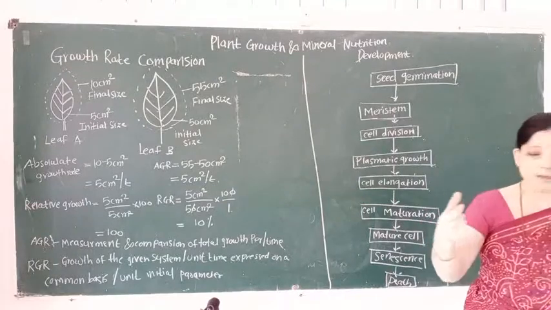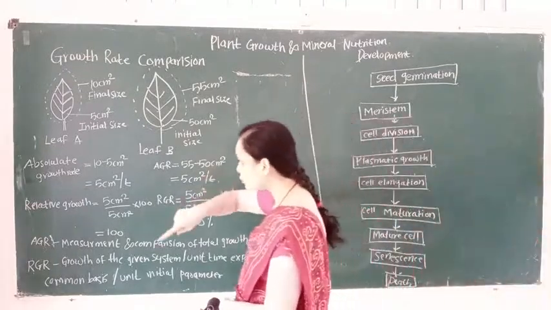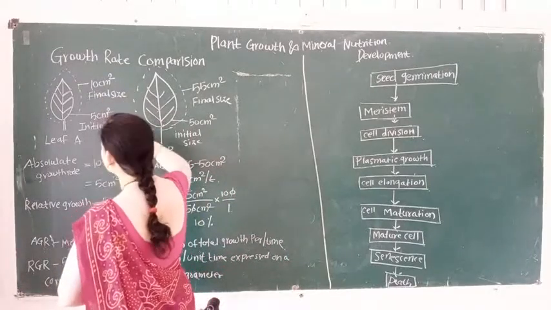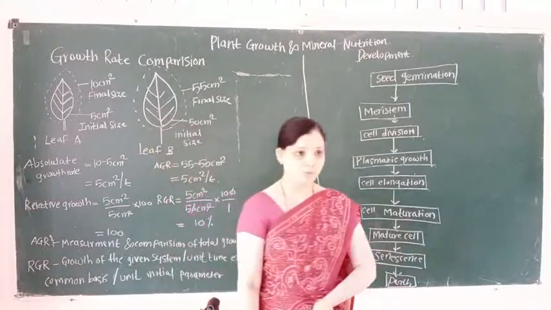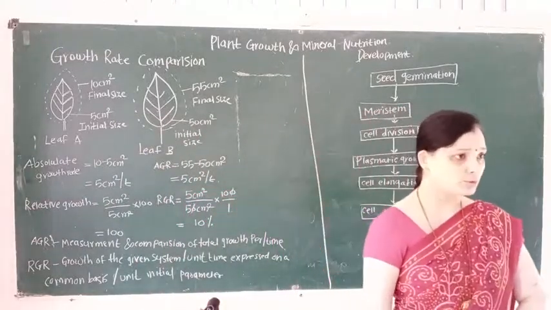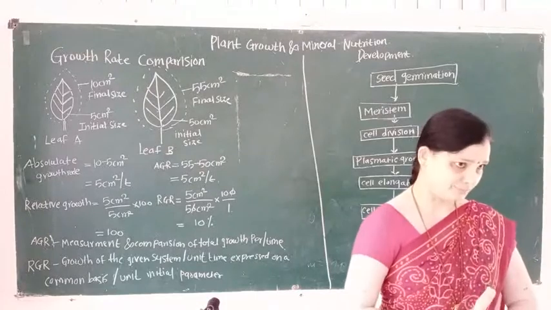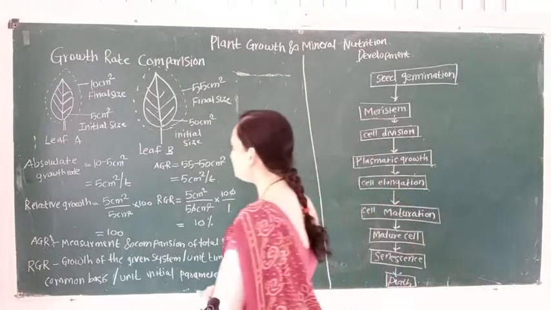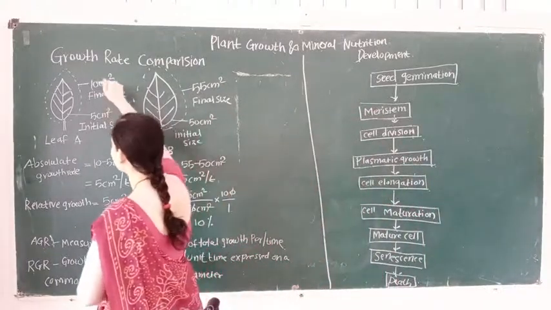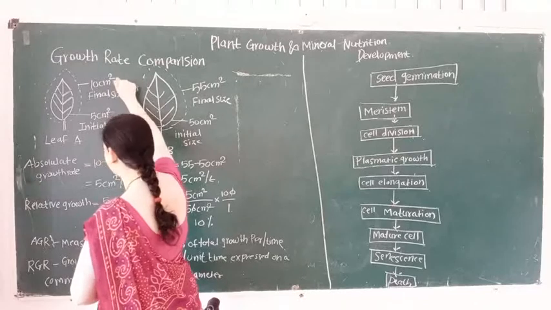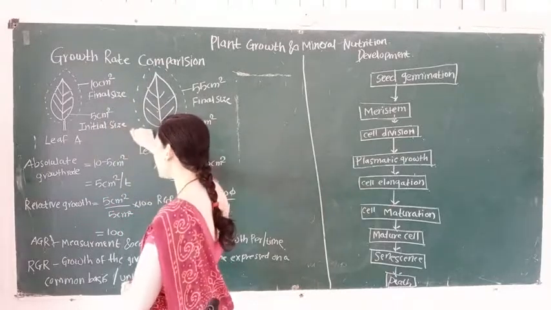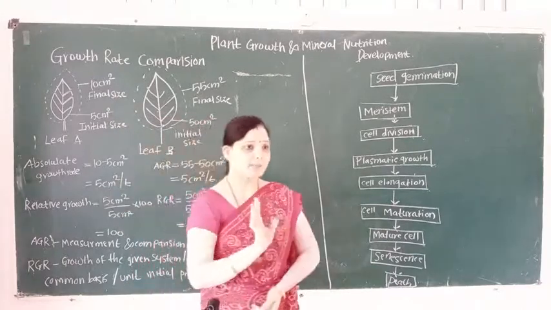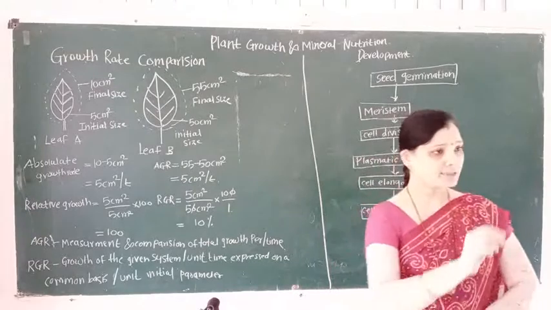Absolute growth rate is equal to final size minus initial size. So what is the final size? That is 10 centimeter square, and the initial size is 5 centimeter square, in time t.